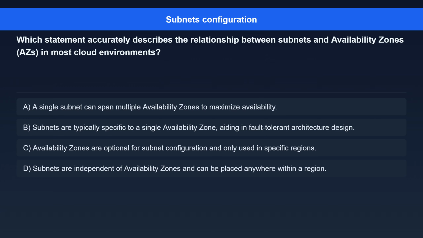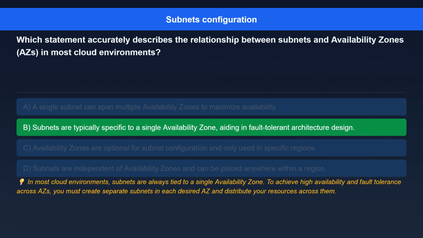Question 2. Which statement accurately describes the relationship between subnets and availability zones, AZs, in most cloud environments? Option A. A single subnet can span multiple availability zones to maximize availability. Option B. Subnets are typically specific to a single availability zone, aiding in fault-tolerant architecture design. Option C. Availability zones are optional for subnet configuration and only used in specific regions. Option D. Subnets are independent of availability zones and can be placed anywhere within a region.